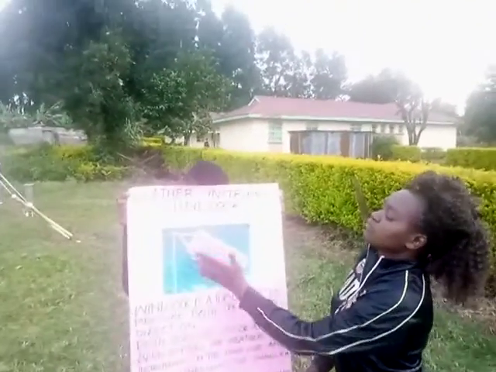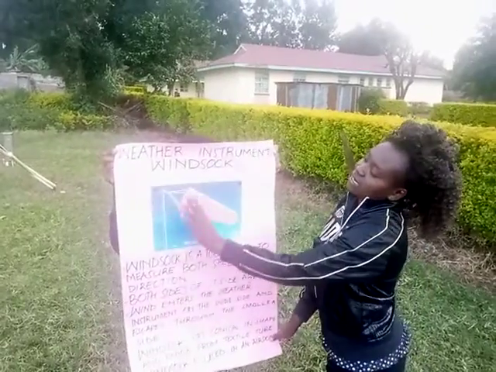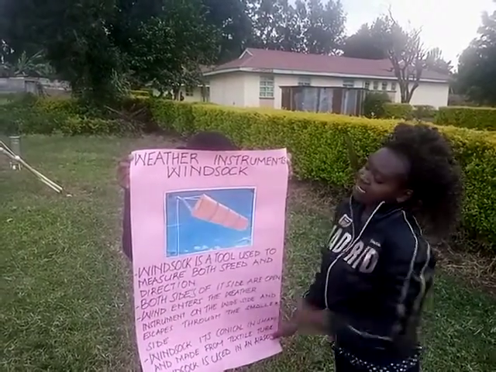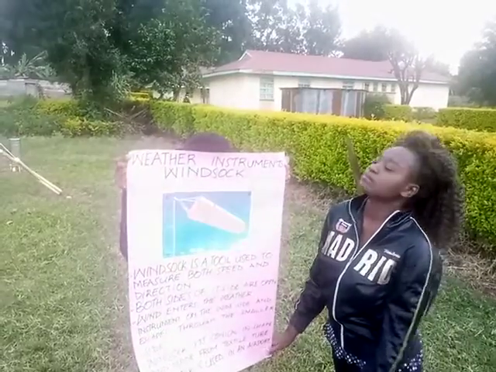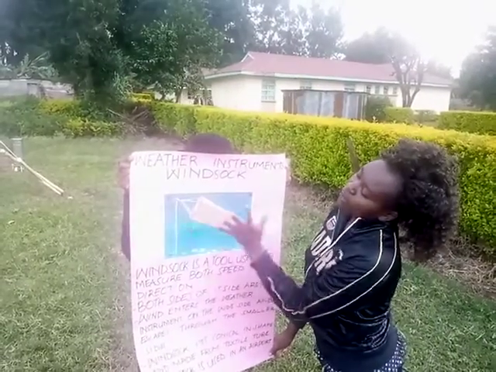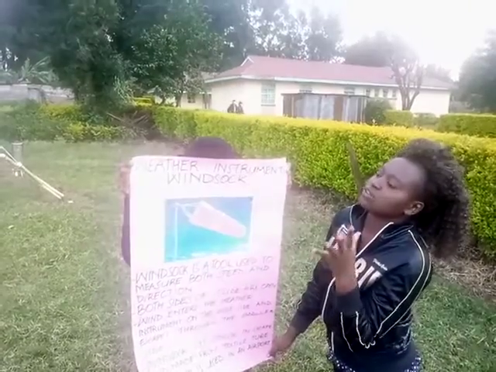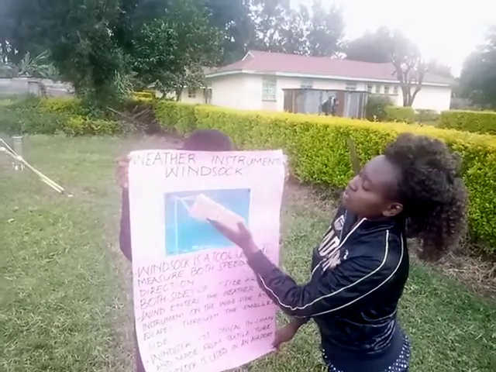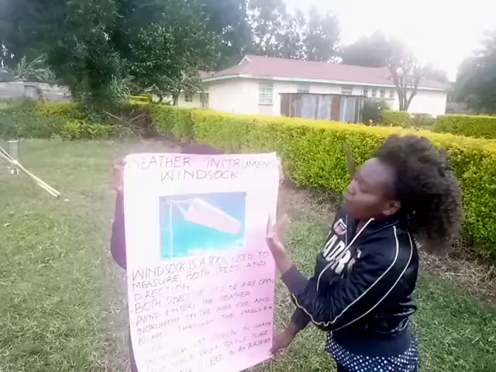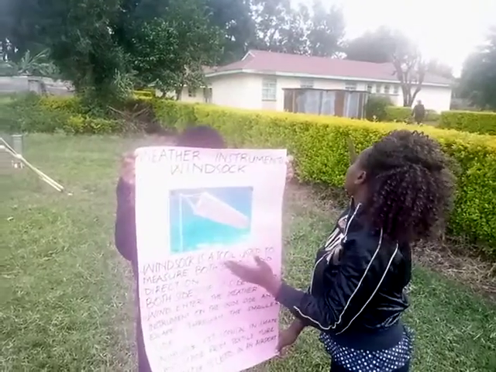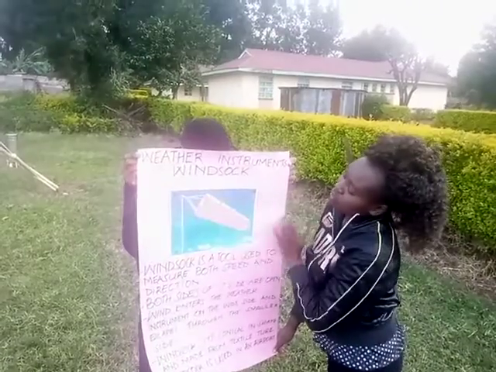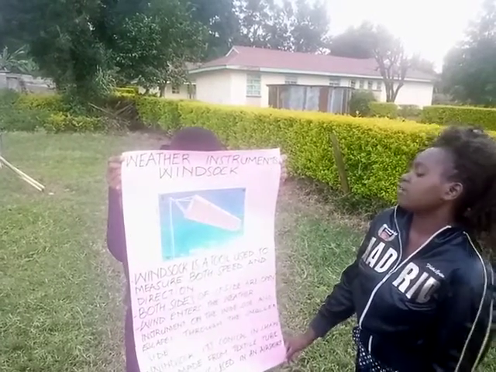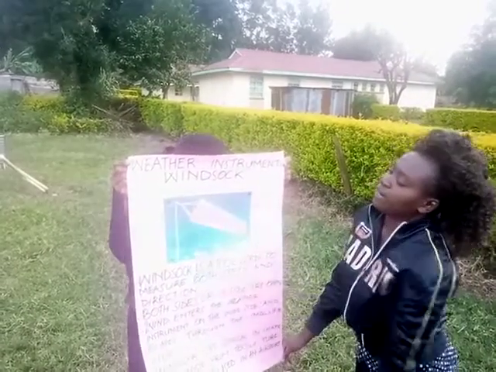Both sides of our windsock are open. We have a larger side and a smaller side. Wind enters through the larger side and escapes from the smaller side. As you can see, when the strength of the wind is too much, or the speed is too much, the windsock goes up. This one is raised to show the direction and the speed of the wind.